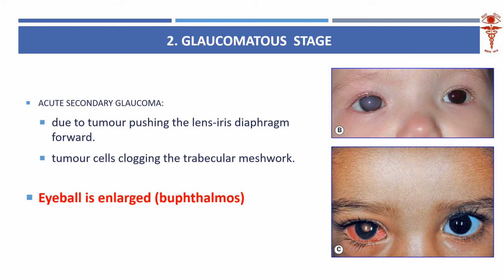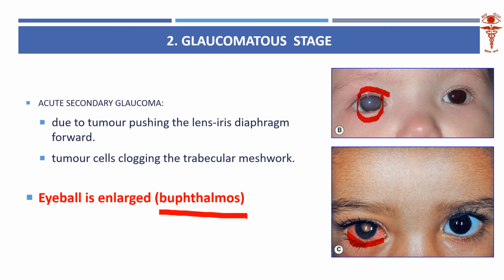Next comes the glaucomatous stage. Because there is a tumor inside the eye, the pressure is going to rise. Obvious, no? There is a mass inside the eye. So because of that, the baby develops buphthalmos. The baby develops a big eyeball. Can you see a big eyeball, with edematous cornea, red eye, red eye? These things mean buphthalmos.